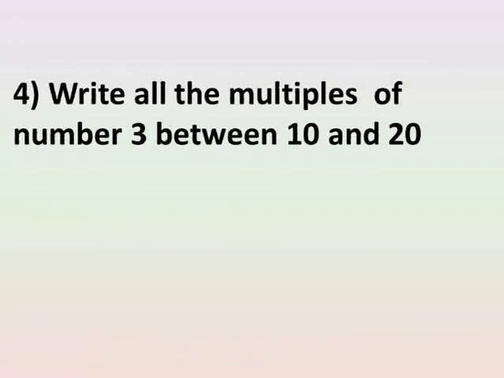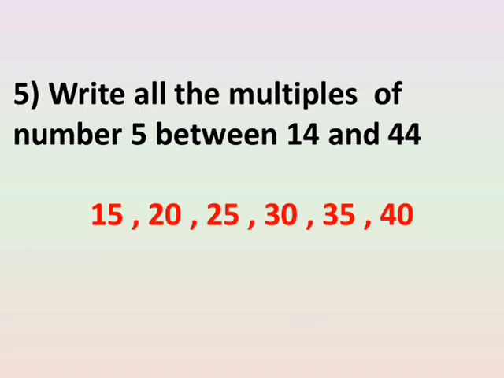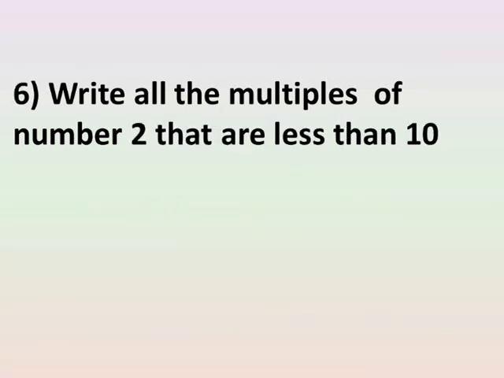Okay, number 4, write all the multiples of 3 between 10 and 20. The multiples of 3 after 10: 3 by 4 is 12, by 5 is 15, by 6 is 18. So 12, 15, and 18, of course less than 20. Write all multiples of 5 between 14 and 44. After 14 there is 3 by 5, or 5 by 3, which is 15. After 15 come 20, 25, 30, 35, 40. Of course less than 44, so I can't include 45.